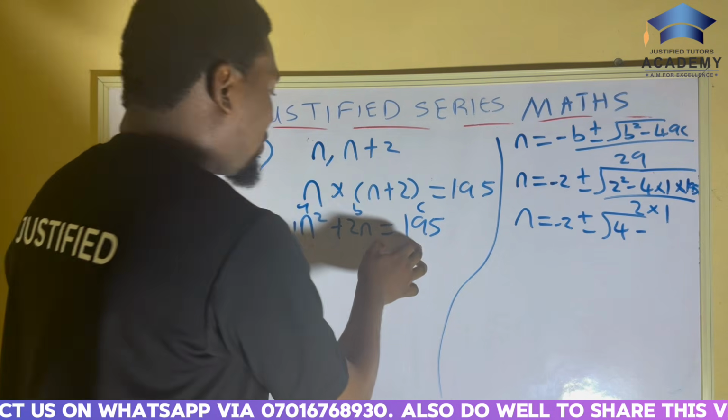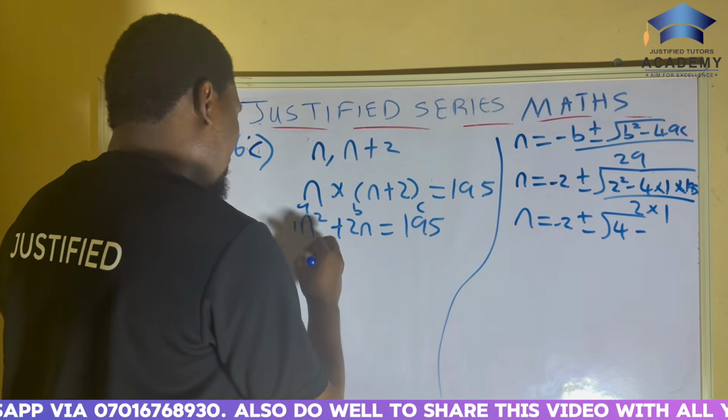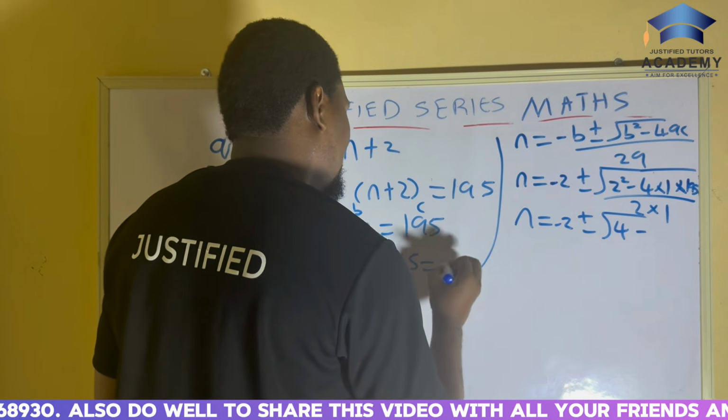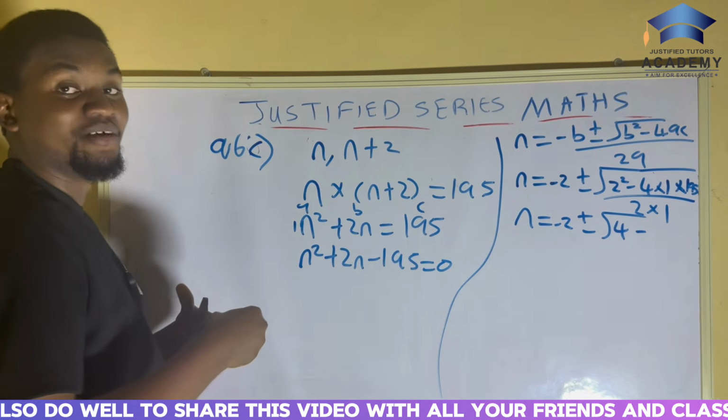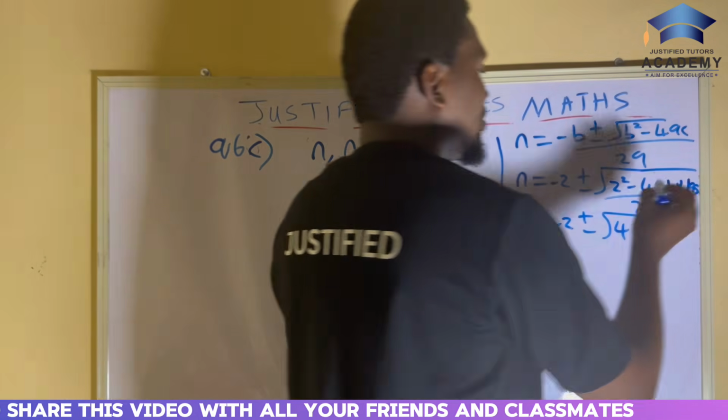Sorry, this is meant to come to the front. I beg, I don't make mistakes. This one is supposed to come to the front. So it will be n squared plus 2n minus 195. Yes, this is it here. Sorry, it's supposed to be in a quadratic equation format. Don't mind me, Jerry. So now, this one means that there'll be a minus sign here.